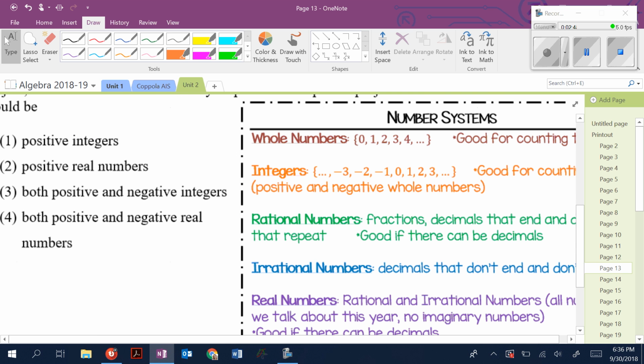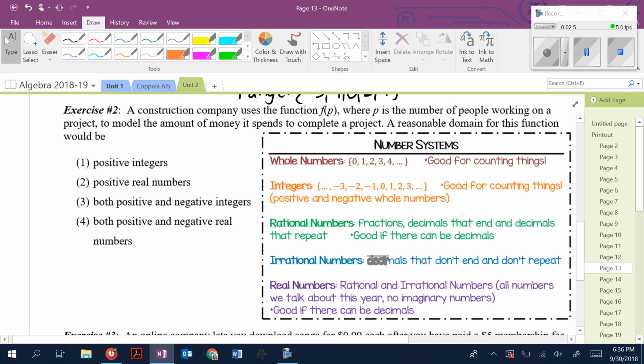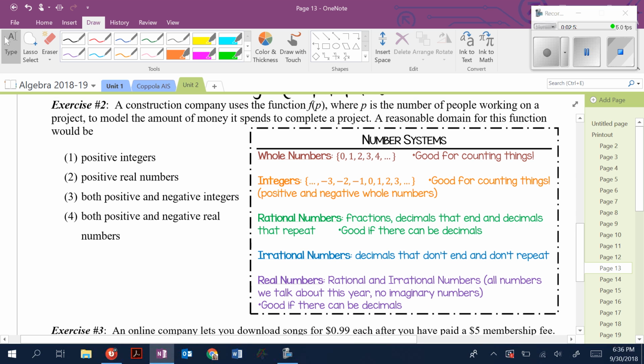Now, this is like a huge question that the Regents exam loves to ask. So they give you this real life situation and they ask you the number set that is best used to describe either the domain or range. So let's read. A construction company uses a function f of p where p is a number of people working on a project to model the amount of money it spends on the project.